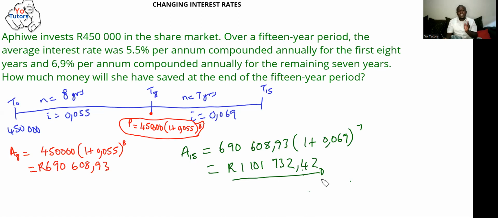So I think you guys understand that you need to split it. You need to split it. When you split it, first find for the first 8 years, then the remaining 7 years. Okay, then you won't have a problem.